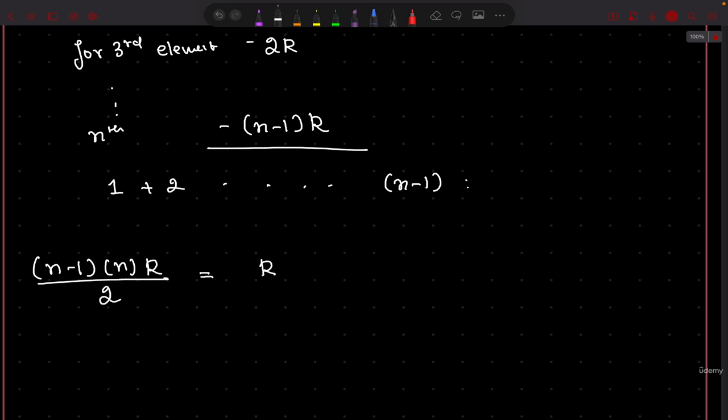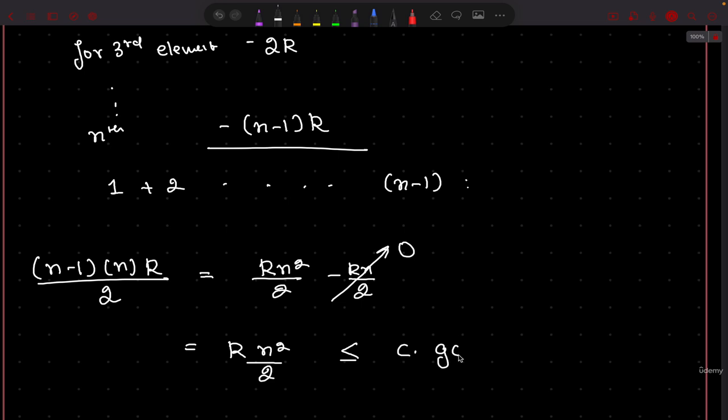If I just expand it, that's going to be kn square by 2 minus kn by 2. This of course we can assume to be 0. And now this is our final complexity, which of course is lesser than c dot g of n, where I can take g of n as n square and c as, say, k by 2 plus 1. So I have bounded my particular relation.